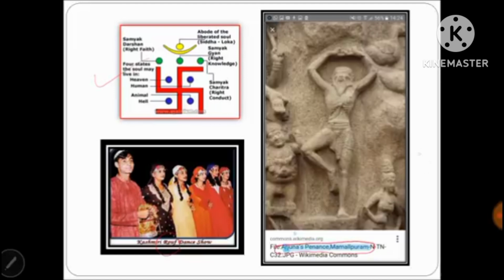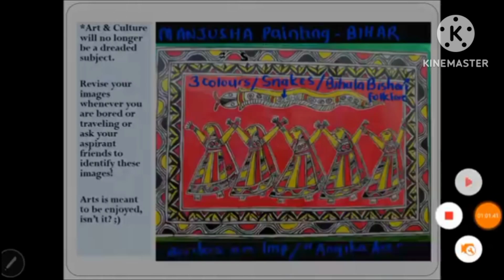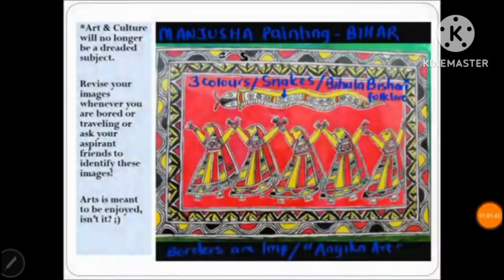So art and culture will no longer be a dreaded subject. You can revise your images whenever you are bored or traveling, or you can ask your friends and ask them to tell more in detail about these images or these topics. So for example, this is the Manjusha painting of Bihar. So it becomes very easy to remember.